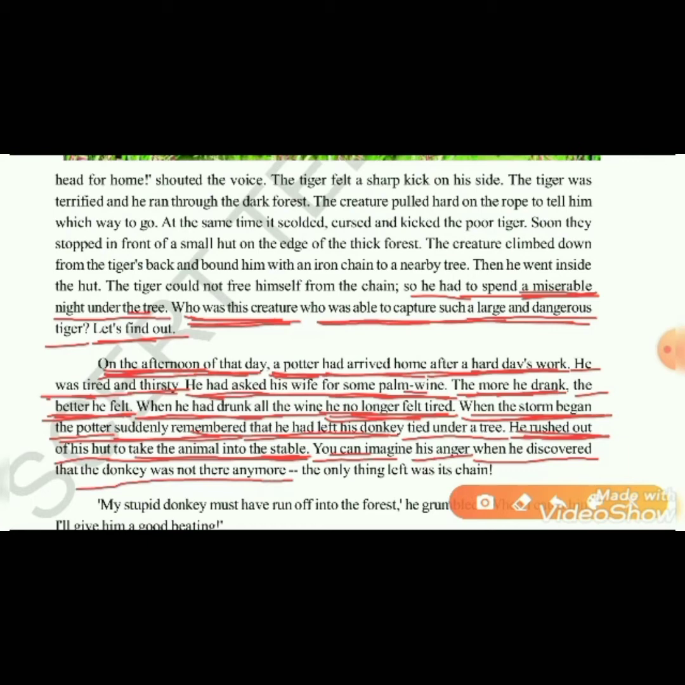You can imagine his anger when he discovered that the donkey was not there anymore. On the afternoon of that day, I think we have gone one day back. So he was drunk, and when he went to bring the donkey to his stable, it was not there, and so he felt very, very angry. He was too angry, my dear children.